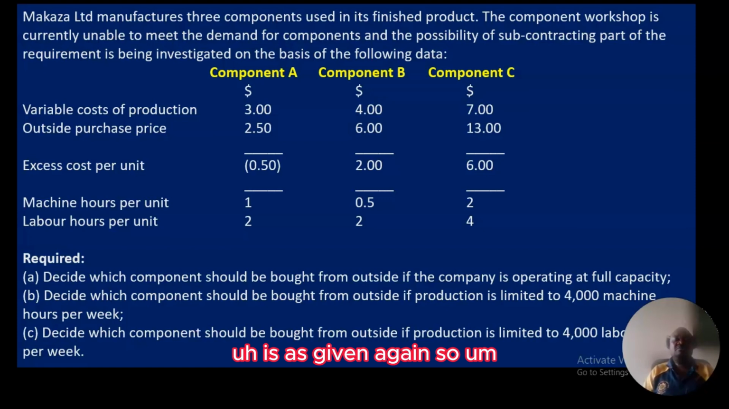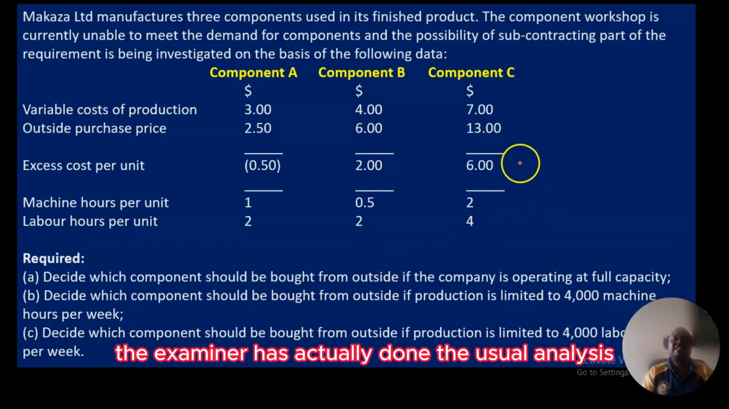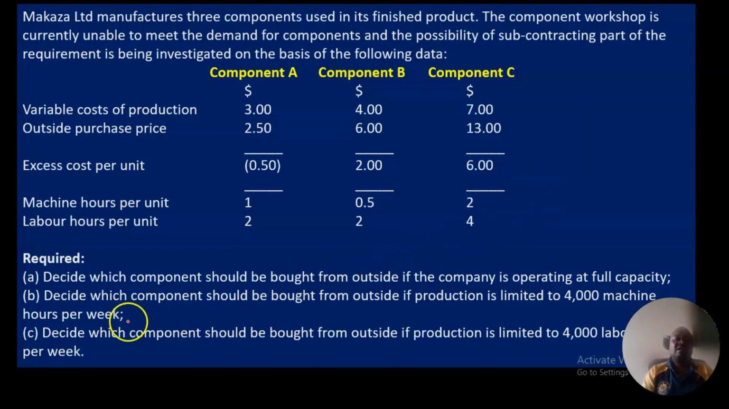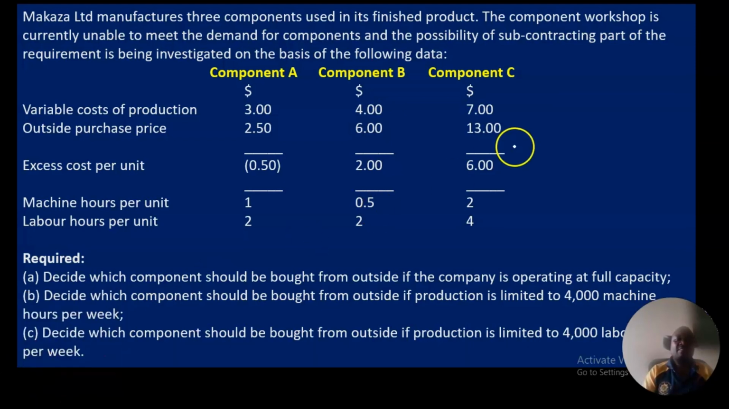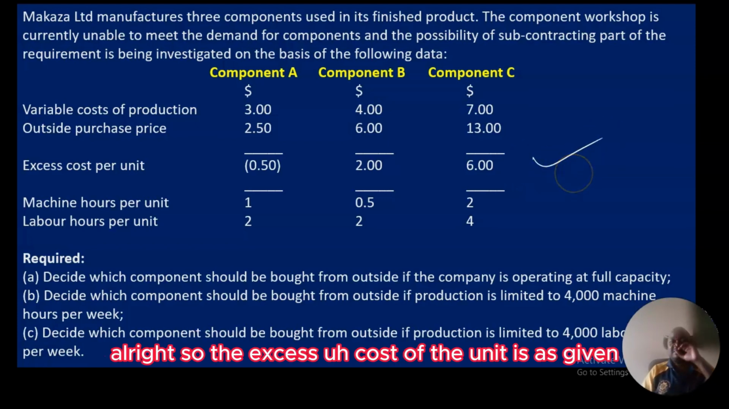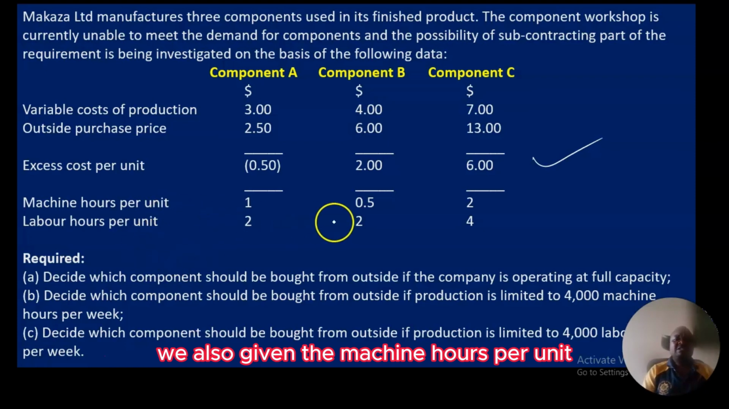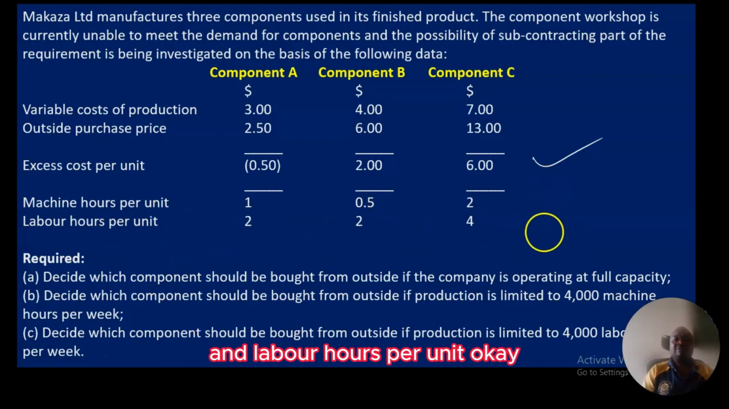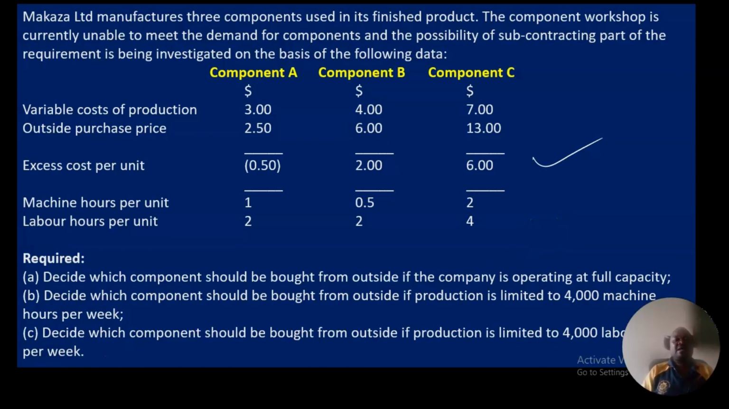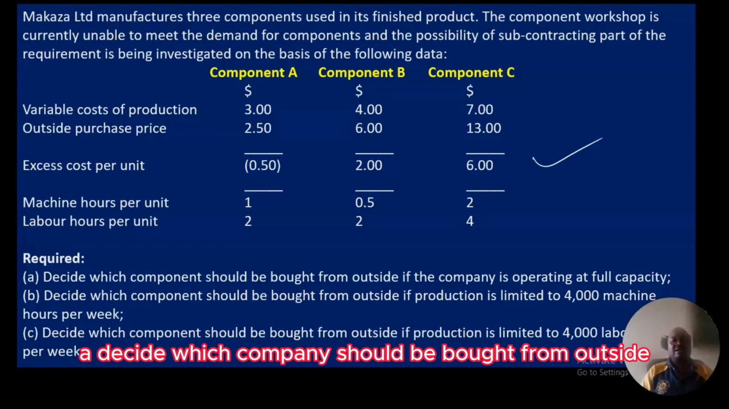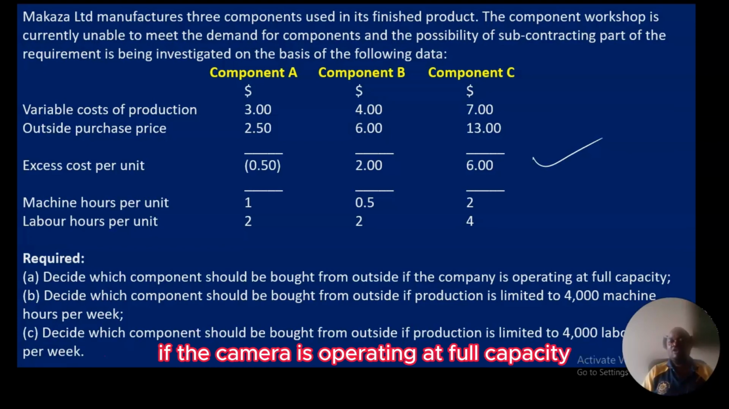So the examiner has actually done the usual analysis for us. Okay, so we should be thankful for that. All right, so the excess cost per unit is as given. We're also given the machine hours per unit and labor hours per unit. Okay, so in this case, we're given 2 constraints. Then required A, decide which component should be bought from outside if the company is operating at full capacity.